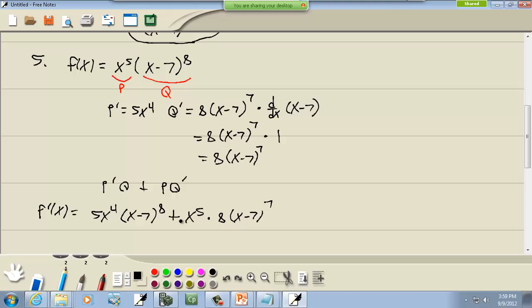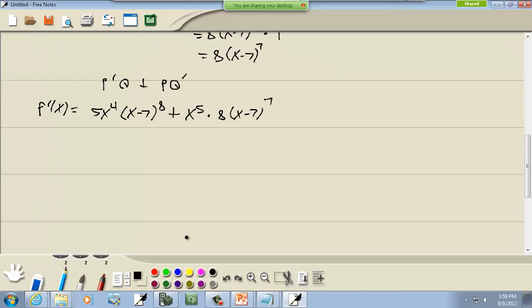Okay. Well, now we're going to factor out what they have in common. What do they have in common? Well, this is considered one group. This is considered one group. Why do I consider them separate groups like that? Everything in here is multiplication. 5 times x to the 4th times (x minus 7) to the 8th. This one's x to the 5th times 8 times (x minus 7) to the 7th.